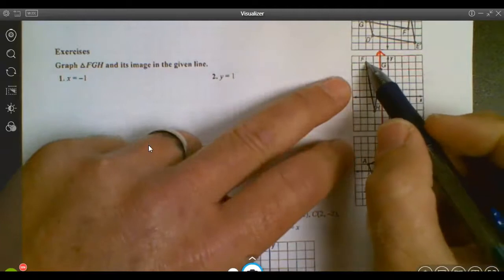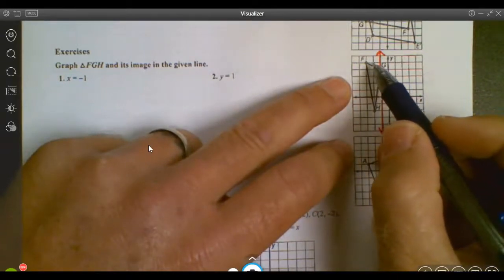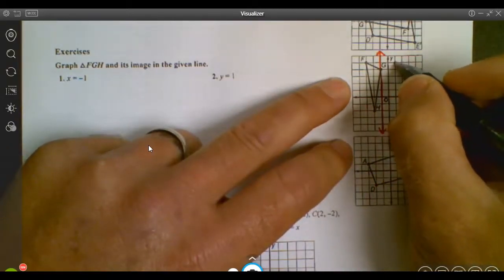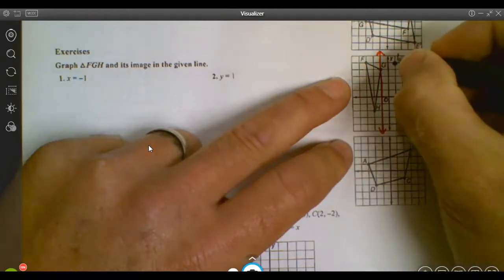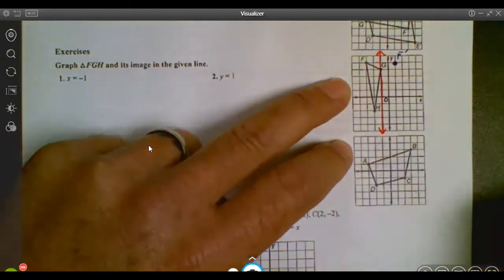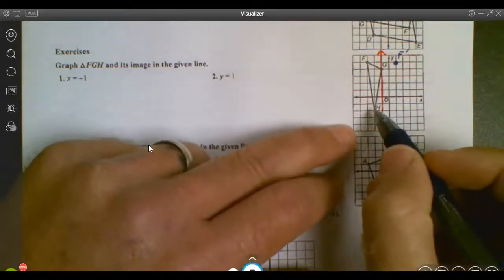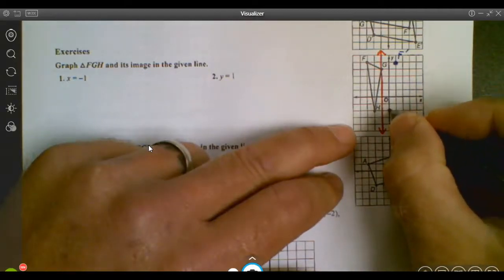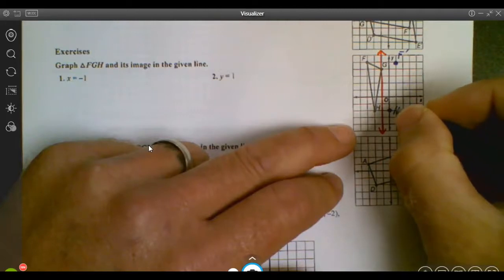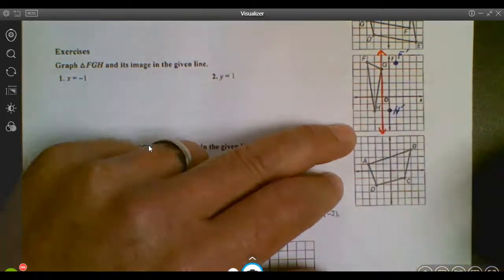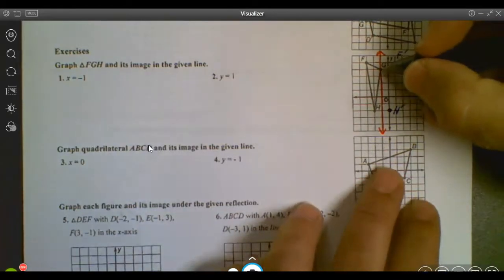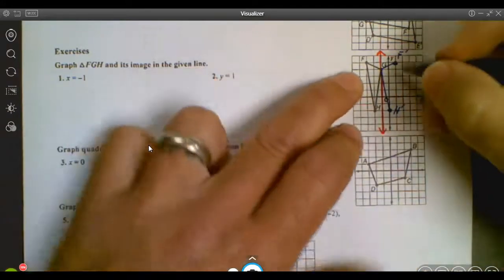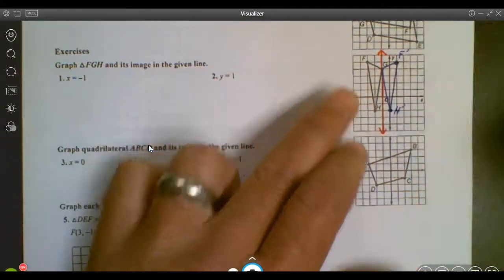All I have to do is count the distance for my other points. So if I look at point F, you guys can see how it's 2 units away from my line of reflection. So all I have to do to get the image is put the image 2 units away on the other side. So F prime is going to go right here. And I'm going to do the same thing with point H. Point H is 1 unit away from the line of reflection. So H prime is going to be 1 unit away on the other side. So there's my H prime. So if I just connect the dots, it's going to look like this.